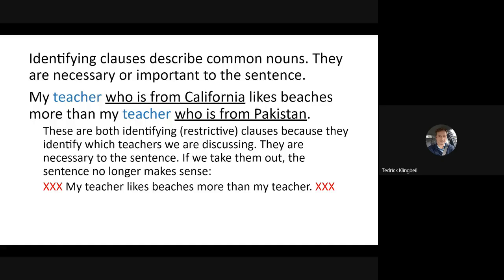You need these clauses, which describe common nouns, the common noun in this case being teacher, to help you understand which teacher you're talking about. As you can see, if you did not have these identifying clauses, you wouldn't know which teacher we are talking about.